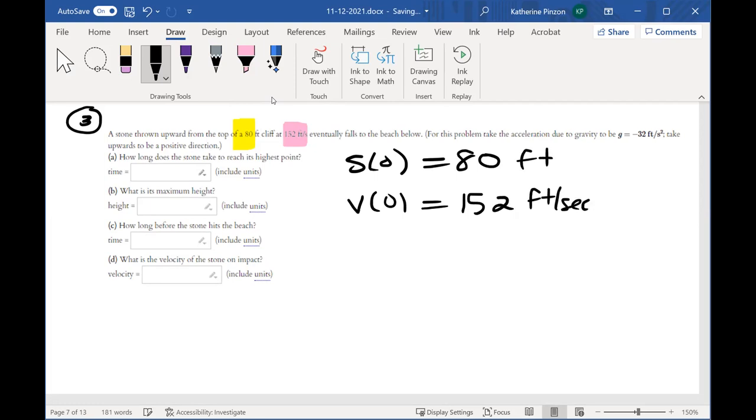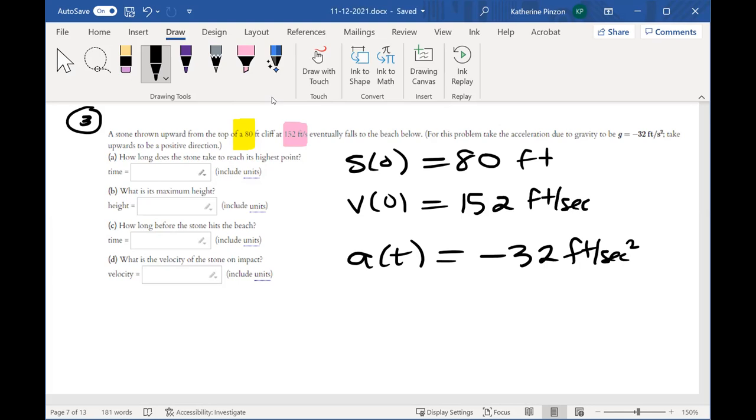So my position initially is 80. My velocity initially is 152. Okay, eventually falls to the beach. For this problem, take the acceleration due to gravity to be negative 32 feet per second squared. How long does it take the stone to reach its highest point? What is the maximum height? How long before the stone hits the beach? What is the velocity of the stone on impact?